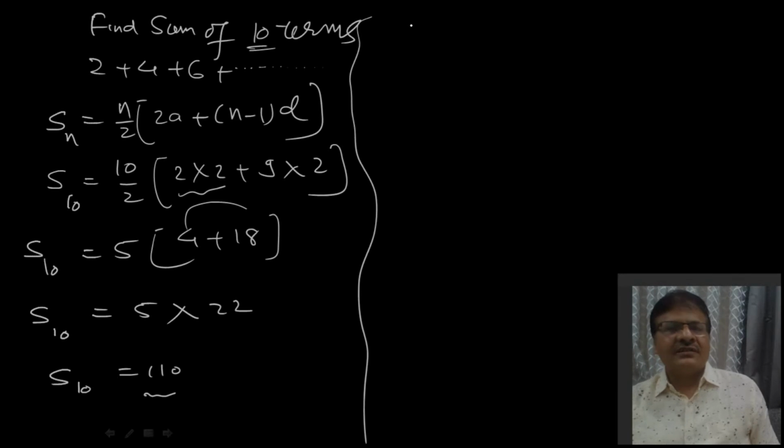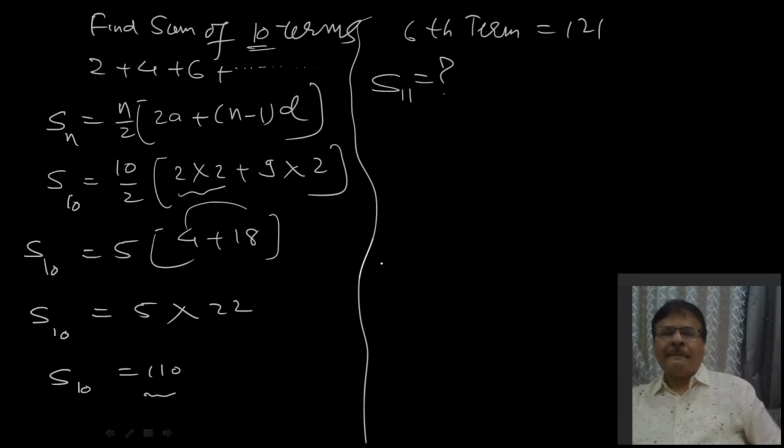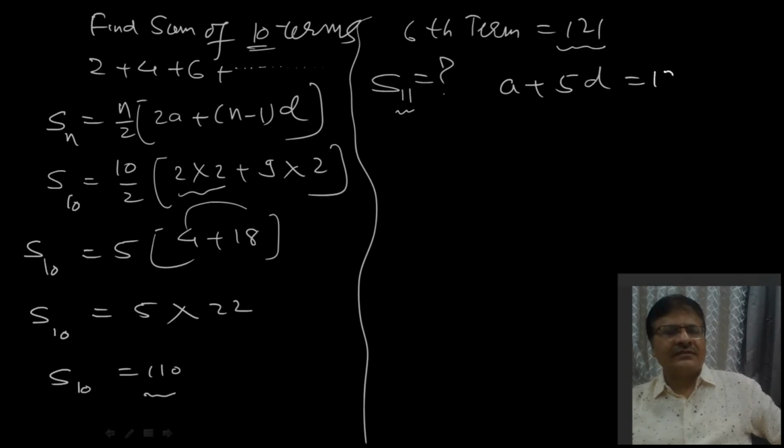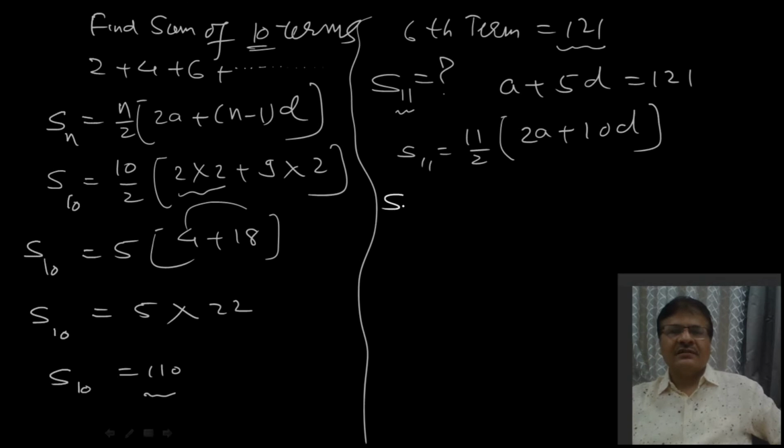Now the next question: the sixth term is given as 121. Find the sum of 11 terms. What is S11? That is the simple question. The sixth term is 121 and we want the sum of 11 terms. So what is the sixth term? a plus 5d. So can I say this is equal to 121, and we want S11. S11 equal to 11 by 2, 2a plus 10d. Is that clear? So S11 equal to 11 by 2. If I take 2 common, what do I get in the bracket?